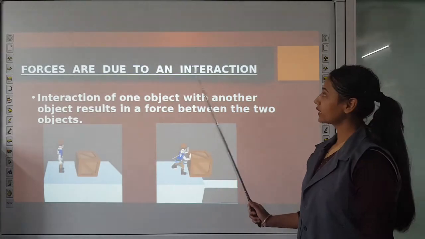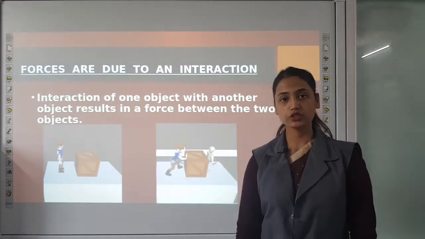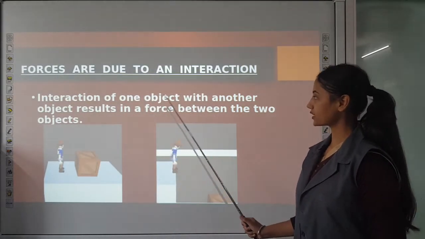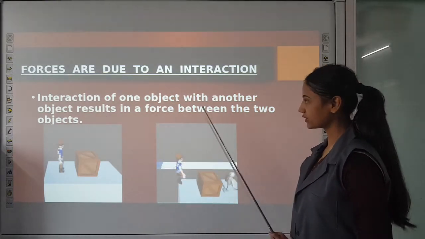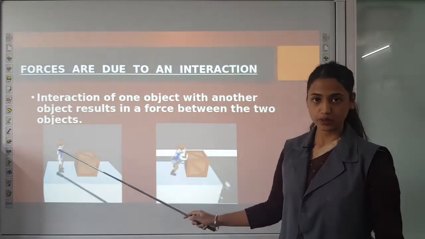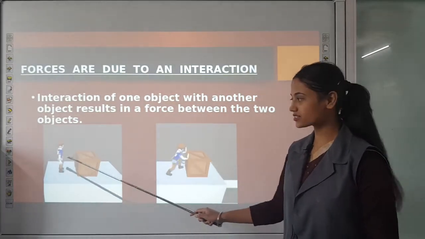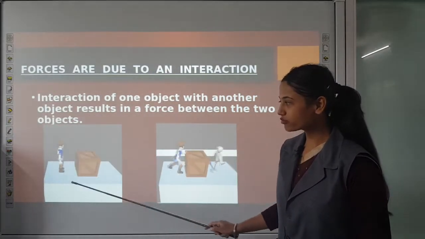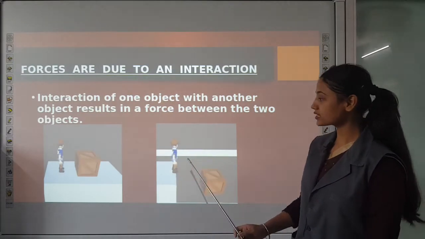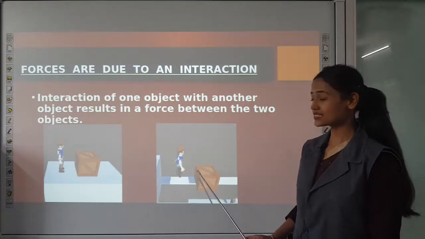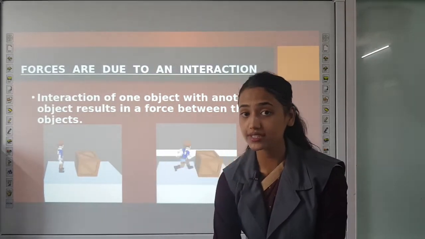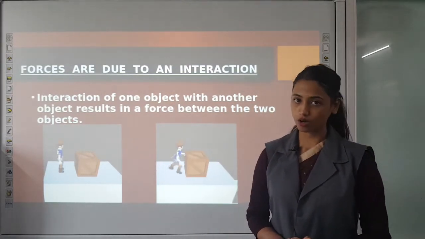Then, forces are due to an interaction. To apply force, two objects are required and their interaction is required. So, interaction of one object with another object results in a force between the two objects. Look here, this is a boy and this is a box. This boy is doing nothing, means he is not interacting with this box, he is not pushing or pulling it. So, is there any force? Is there any motion in the box? No, there is no motion. But in this case, this boy is pushing that box. When he is pushing, means he is applying force, and you can see this box started moving. So, forces are always due to an interaction between objects.